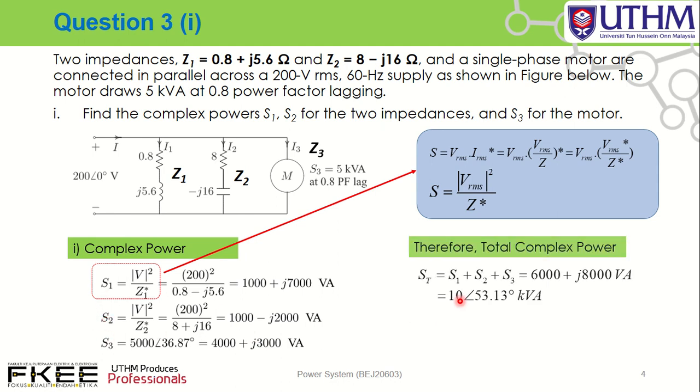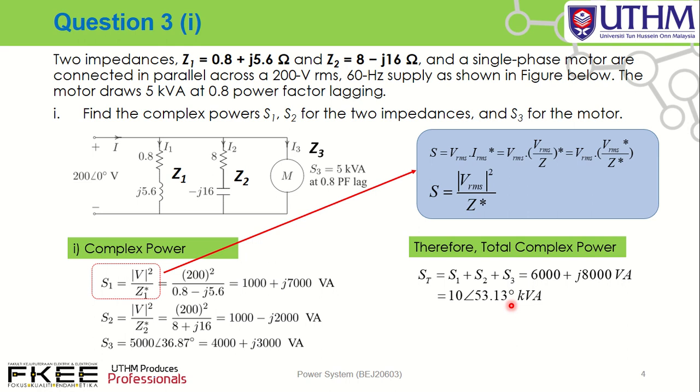From S1, S2 and S3, we can determine the total complex power from energy conservation: power supplied equals power consumed by the load. S total equals the summation of S1, S2 and S3. So we get the total complex power equal to 10 angle 53.13 kilovolt ampere.